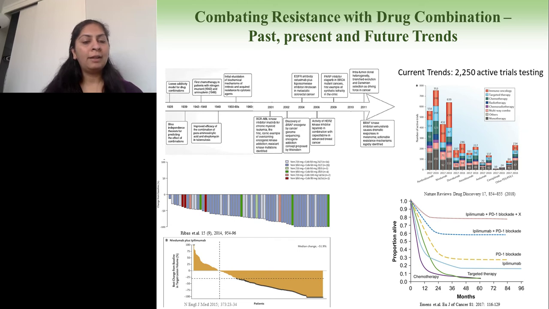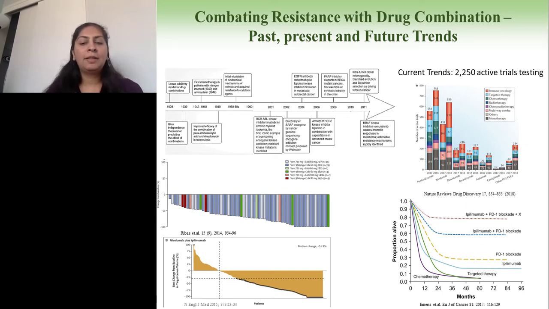In case of targeted therapy, these are the melanoma patients that I showed you earlier in the picture that were progressing. But now when they take a combination of a BRAF inhibitor and a MEK kinase inhibitor, which is the alternate pathway that is activated, almost all the patients do respond initially to the combination very well.